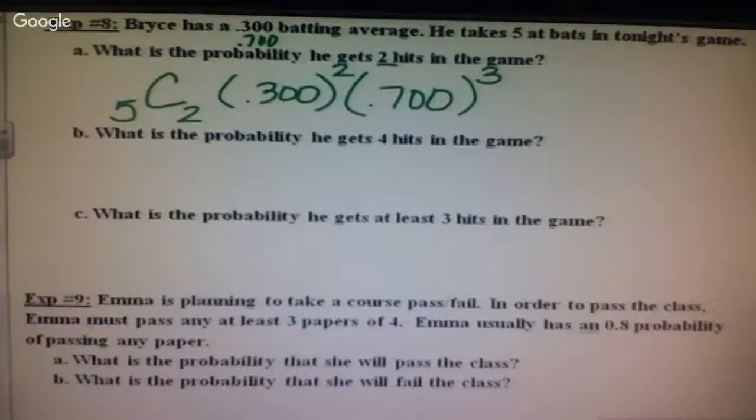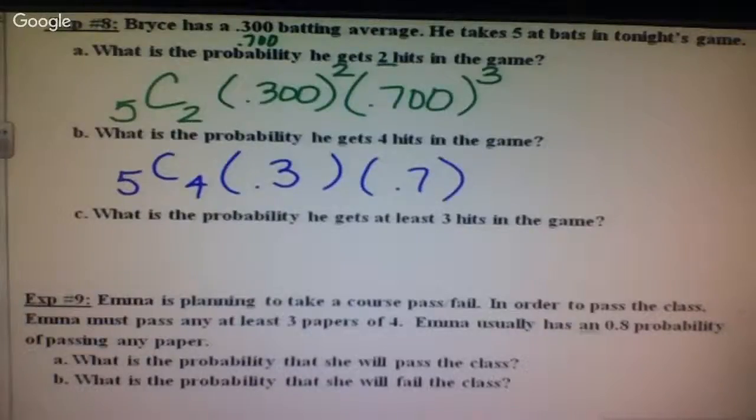Okay? All that's changing here is the fact that I want to hit it 4 times instead of 2. So 5C4. I still have a 0.3. I'm just going to shorten it to 0.3 because those zeros don't mean anything. So 0.3 hit, 0.7 miss. Now I want to make it 4 times, which means I need to not hit it once.